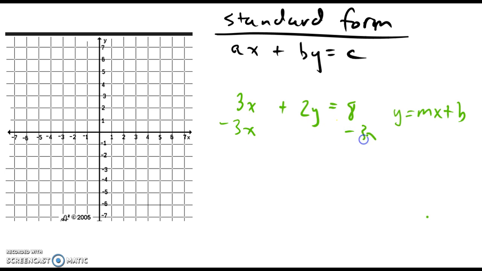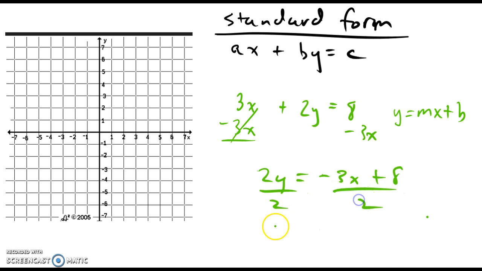subtract 3x on both sides. And we wind up with 2y is equal to negative 3x plus 8, and then we're going to divide 2 on both sides, and now we have it in slope-intercept form, y equals negative 3/2 x plus 4. And don't forget the 2 goes here and here, so we can go ahead and divide the 8 by the 2, and we wind up getting 4. So now we have it in slope-intercept form.